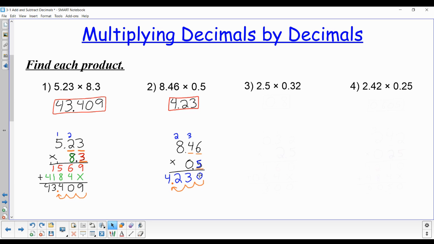But we don't need that last 0, so it's 4 and 23 hundredths. Our algebraic work just has our answer going under the times sign, right under the 2 numbers we were multiplying.